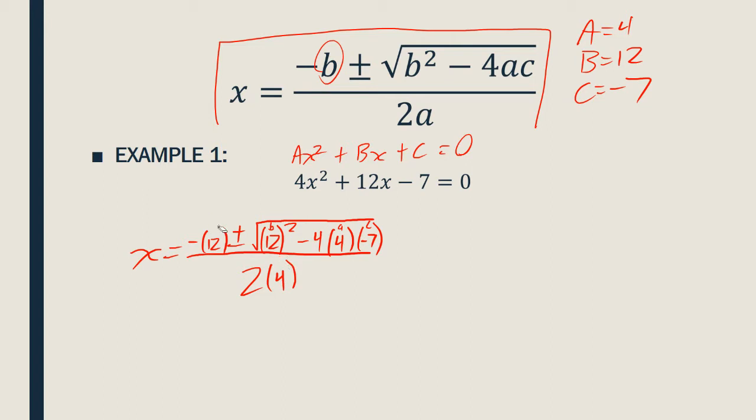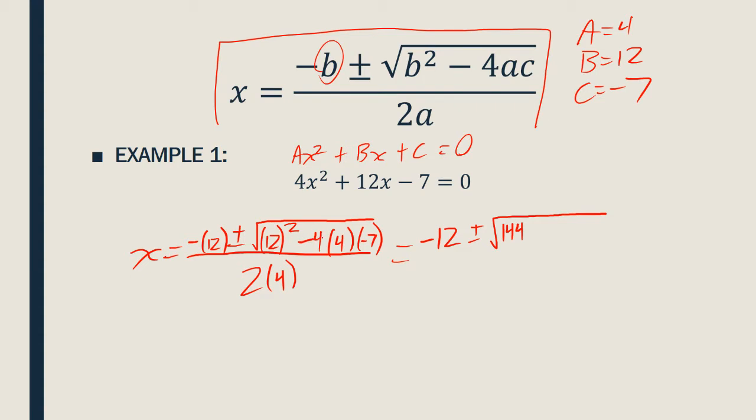Okay, so there's a lot going on there. There's a lot of numbers in there. Let's simplify a little bit. Let's get rid of some of these parentheses. So negative 12, well, I don't need the parentheses for that. That's just negative 12, plus or minus the square root of 12 squared is 144. That's 12 times 12. Let me double check in my handy dandy calculator. Yes, 12 times 12 is 144. Minus, and then I have all of this jazz here.